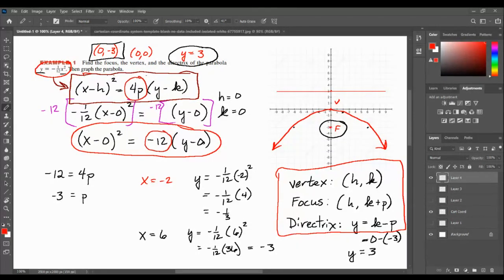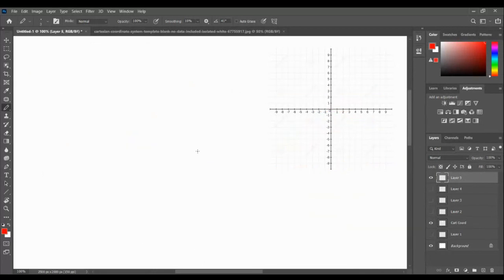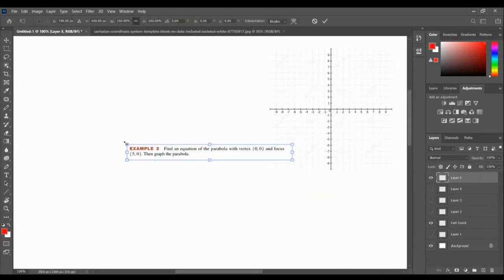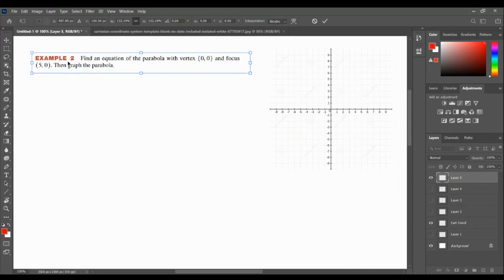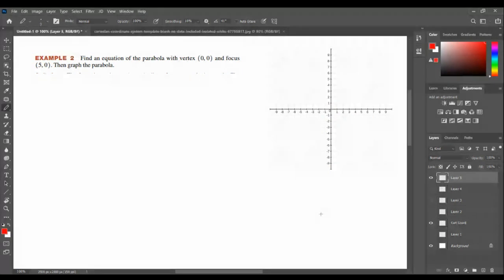All right, let me do another one. Slightly different in that they're giving us the vertex and the focus and asking us to find the equation. Grab another layer here. All right. So it says find an equation of the parabola with the vertex 0, 0 and a focus at 5, 0.